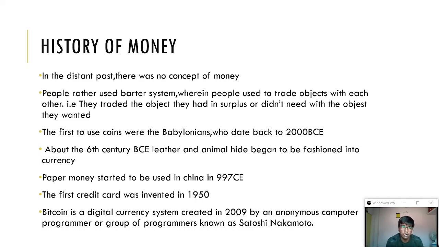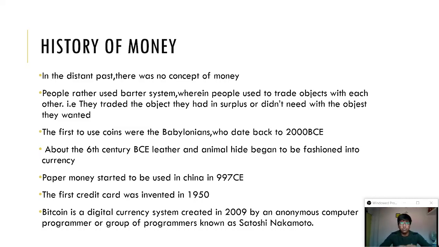Even until recent kingdoms, people used the barter system, wherein people used to trade objects with each other. Let's take an example. I am a farmer and I have excess tomatoes, and I know a cobbler who needs tomatoes. I will exchange my tomatoes for a shoe the cobbler gives me. So there is no exchange of money between people, but rather objects.